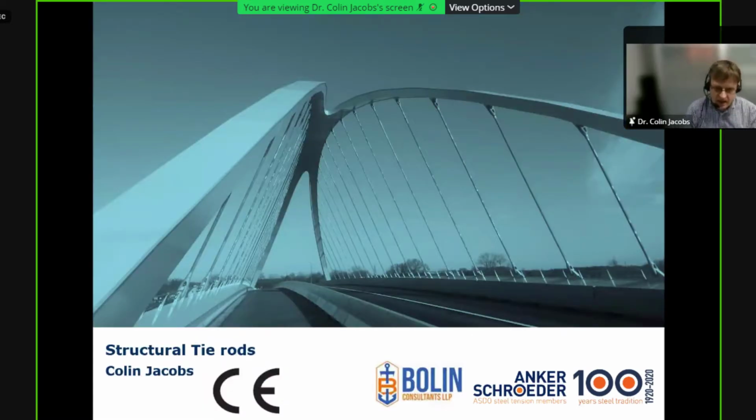So, as Mr. Heady mentioned, I'm going to talk about structural tie rods today. Just to be quite clear at the very start, I'm talking about solid steel tie rods as opposed to cables. So I'm not talking anything to do with cables today. It's all solid steel. As Anker Schroeder, we only deal with solid round bar. We don't deal with cables. That's a very different niche product we're not into.